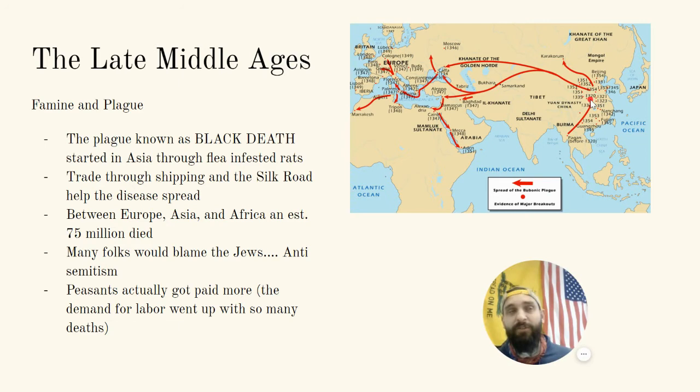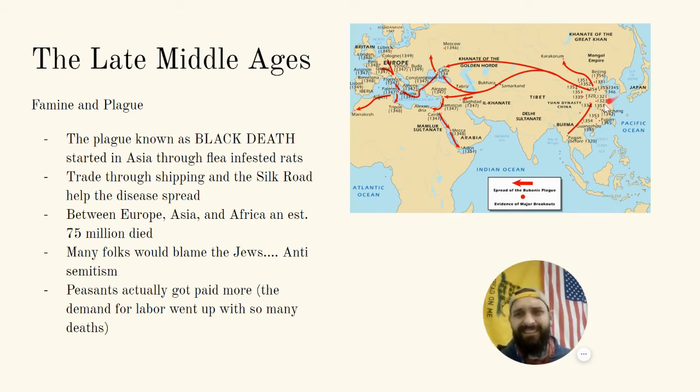Basically, it spread as fleas on the rats. I've been saying this in class with students. It's the fleas on the rats on the boats in the ports that go to Europe. That's how it's spread. Keep in mind, because of the Mongol rule in China, they were able to establish the silk trade roads, the trade routes. They're very well established now.